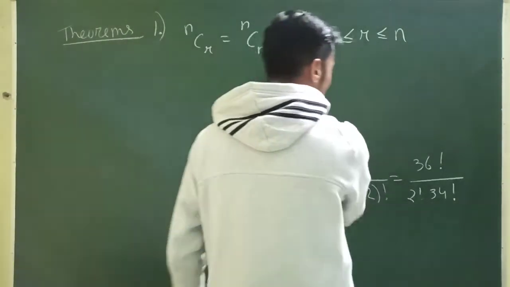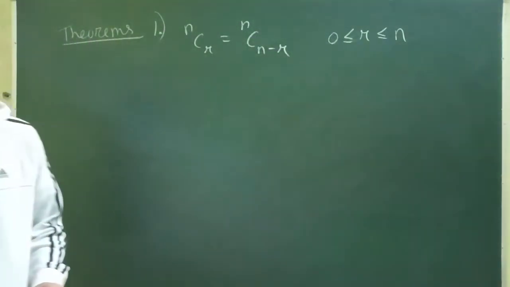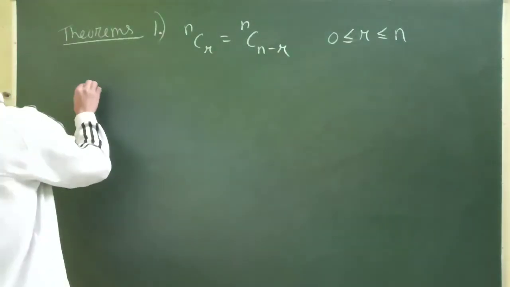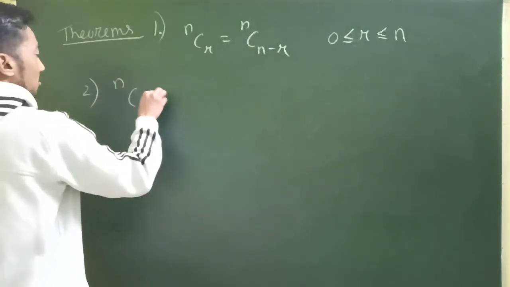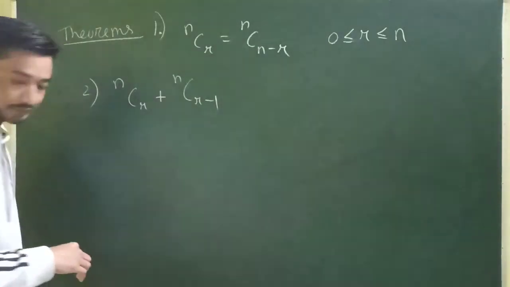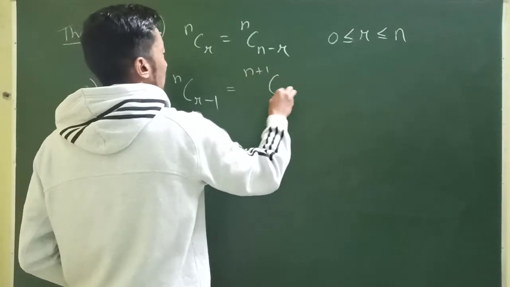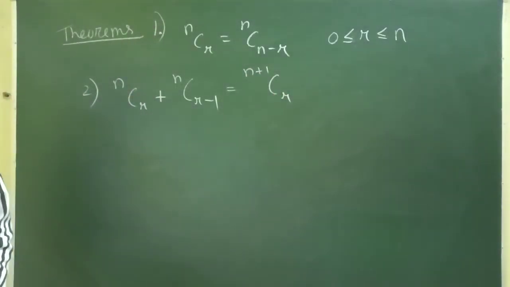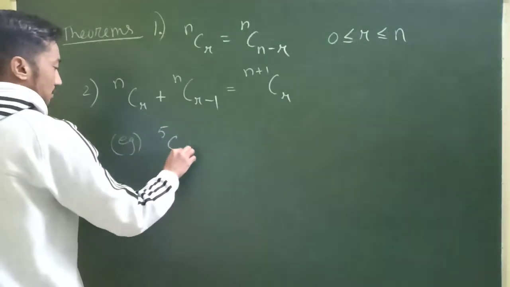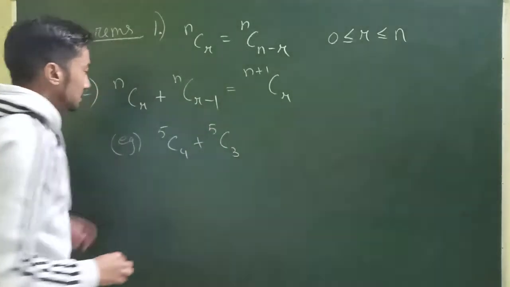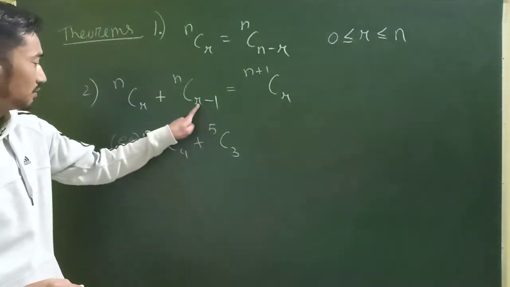There are many more theorems which I will be giving you, but for the other theorems we will not go through the proof, because the proof is not required as of now. The second theorem, which is again going to be useful, is nCr plus nC(r minus 1) can be composed as (n plus 1)Cr. For example, if you have 5C4 plus 5C3, here r is 4 and the next is 5C(4 minus 1), which is 3.